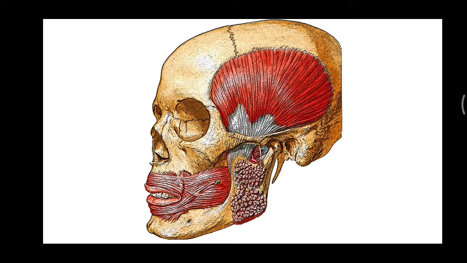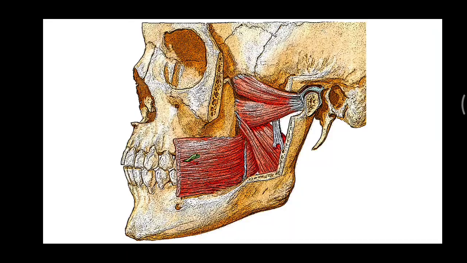Now we have to see the remaining two muscles. In order to see that, we have to remove the zygomatic arch and a part of the temporalis muscle. This is the view after removing them. We are going to see the lateral pterygoid. This is the lateral pterygoid muscle. It is the key muscle of its region because of its important relations.